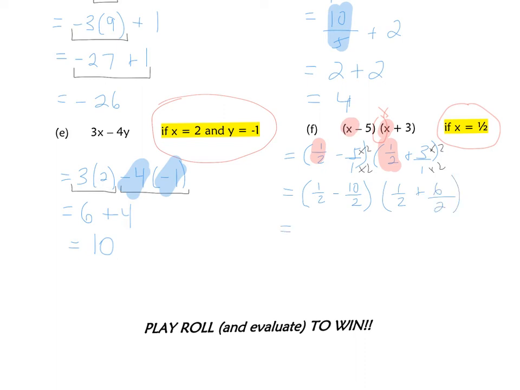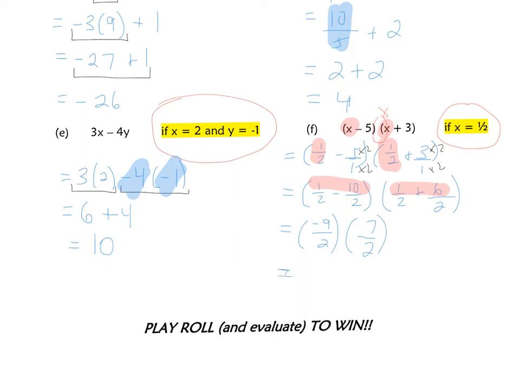So now I'm ready. Remember, denominators stay the same, so I'm going to leave 2 on the bottom. I have 1 minus 10, which gives me -9. And I have 1/2 plus 6/2. So I leave the denominator alone again, and I'm going to look at the numerators. So I have 1 plus 6, which gives me 7.